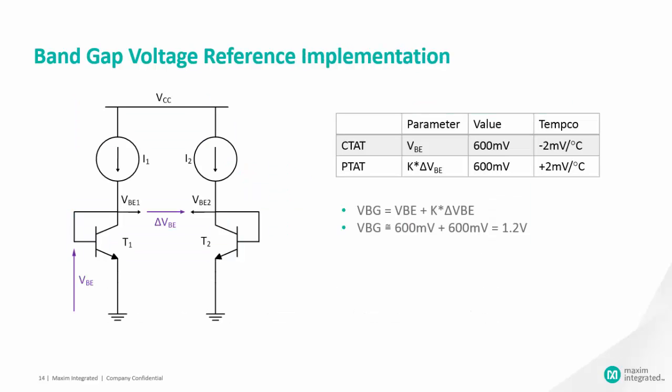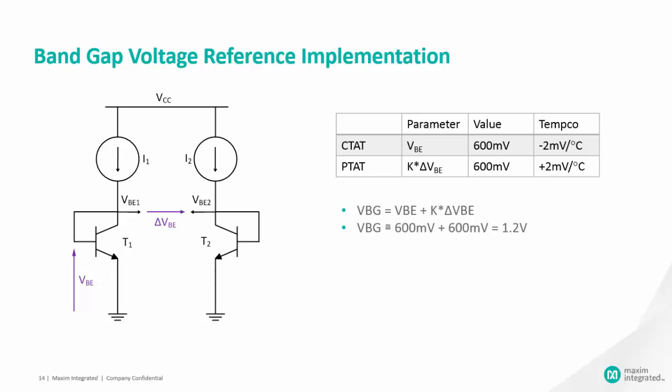First, let's start by building a CTAT. A simple PN junction will do, such as a diode or BJT base emitter. The VBE voltage, as we know, decreases with temperature at a rate of -2 millivolts per degree C. Now we need an increasing voltage, the PTAT, to compensate for this decreasing VBE.